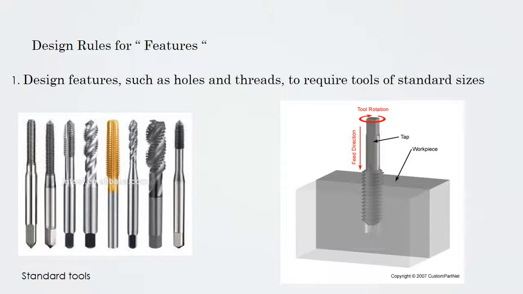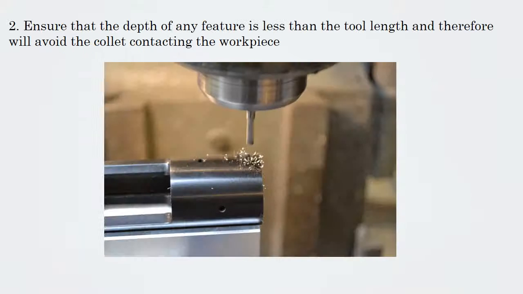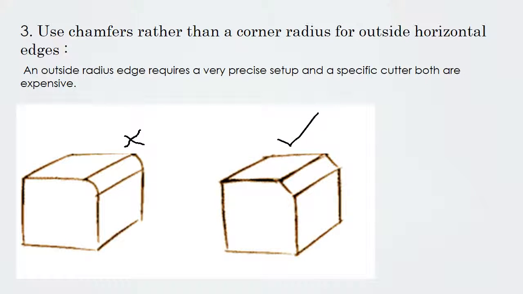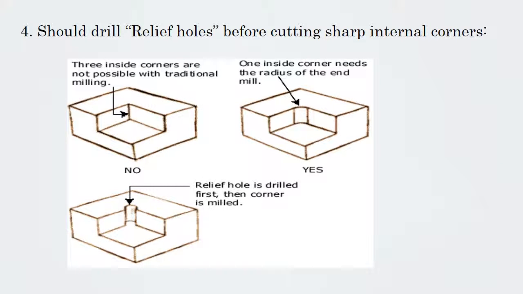Design rules for features. We should use tools of standard sizes for design features such as holes and threads. Rule number two that should be kept in mind is that we should ensure that the depth of any feature is less than the tool length, and therefore this will avoid the collet from coming into contact with the workpiece. Rule number three is we should be using chamfers rather than a corner radius for outside horizontal edges. An outside radius edge requires a very precise setup and a specific cutter, both of which are expensive and increase the cost of milling. We should drill relief holes before cutting sharp internal corners.